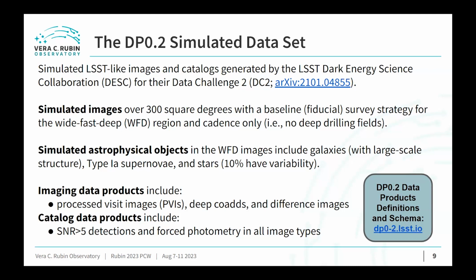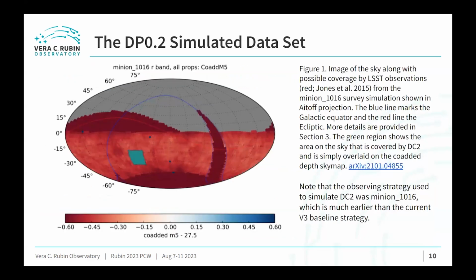The imaging data products include the processed visit images, so the single individual images taken in a given filter. There are deep coadds, and there are also difference images. And the catalog products include, as they will in the future, signal-to-noise ratio greater than 5 detections and forced photometry in all of these kinds of images: in the individual ones, in the deep stacks, and in the difference images. You can find out more about the simulated data set for DP 0.2 at the URL down here in the corner, dp0-2.lsst.io.